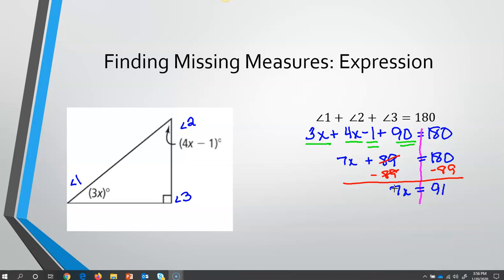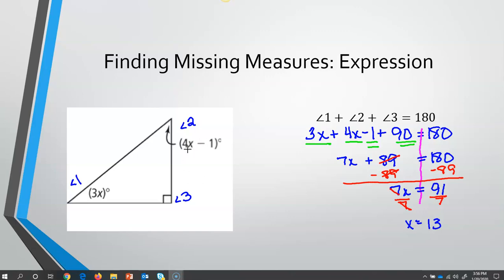Last question, do I have a coefficient? I most certainly do there with the 7, so I use division to get rid of my coefficient. And so then again, these 7s cancel, which gives me x by itself, which is what I'm ultimately trying to do. And so when I do that, 91 divided by 7 is going to give me 13. So x equals 13 is my value of x.